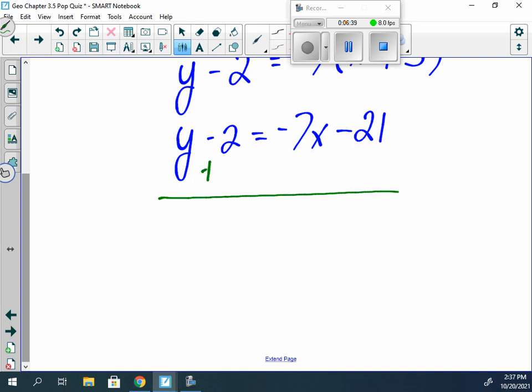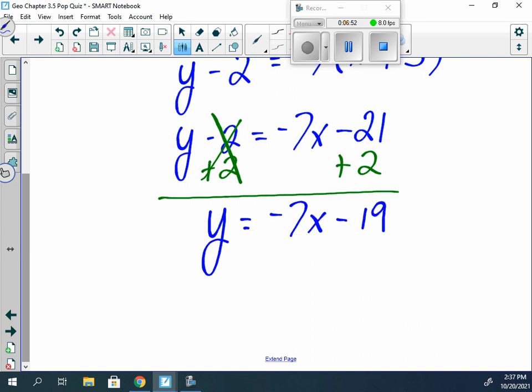Add 2 to both sides. Because the negative 2 plus 2 will simplify out to 0, leaving us with just y is equal to negative 7x minus 19. Yes, because that's all we're trying to find is the equation. Any questions on this here?